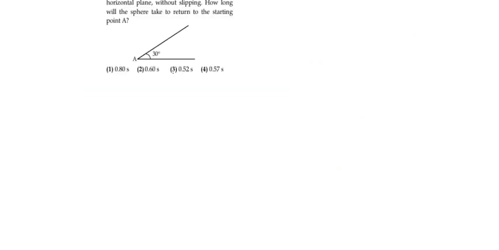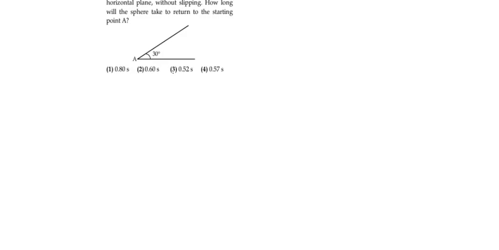So here it is said a sphere of mass 2 kg and radius 0.5 meter is rolling with an initial speed of 1 meter per second, goes up an inclined plane which makes an angle of 30 degrees with the horizontal plane without slipping. So without slipping means again we are having pure rolling. How long will the sphere take to return to the starting point? So this is the problem.